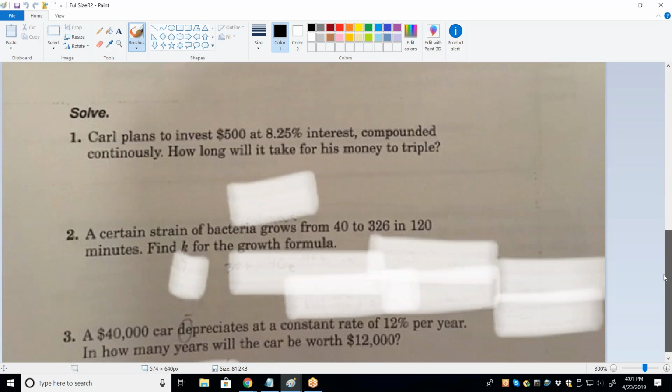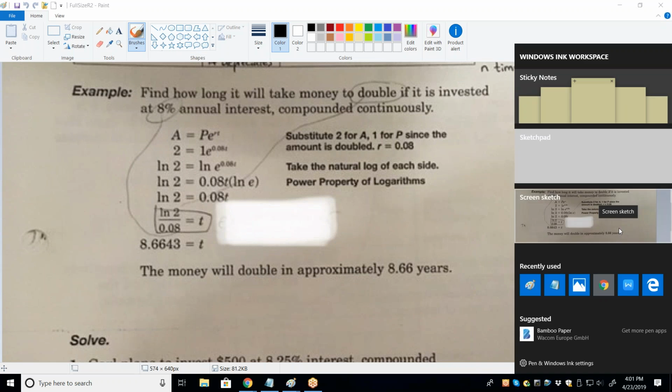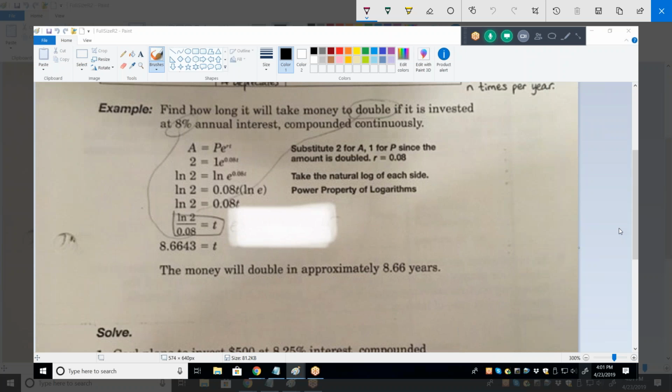All right. So the key equation on all of these is that top one, A equals PERT. That is continuous growth. And you are surrounded by that everywhere you look. It's how bacteria grows, how populations grow, how radioactive material decays. Same equation, just that this is negative when it's decay.